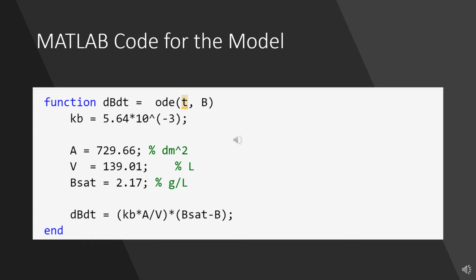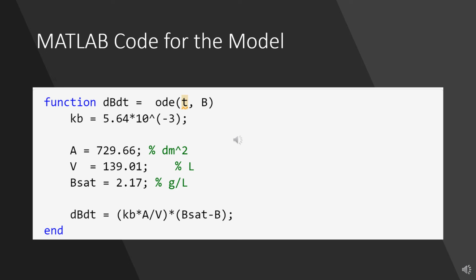As mentioned in the definition of ODE45, we will require a function definition to be plugged into the ODEFun slot. For our case, we will set dB dt, where B is representing the benzene and T is representing the time, equal to ODE, which will take the place of ODEFun, as a function of T, time, and B, benzene concentration. In the definition itself, we must first begin with the necessary constants.